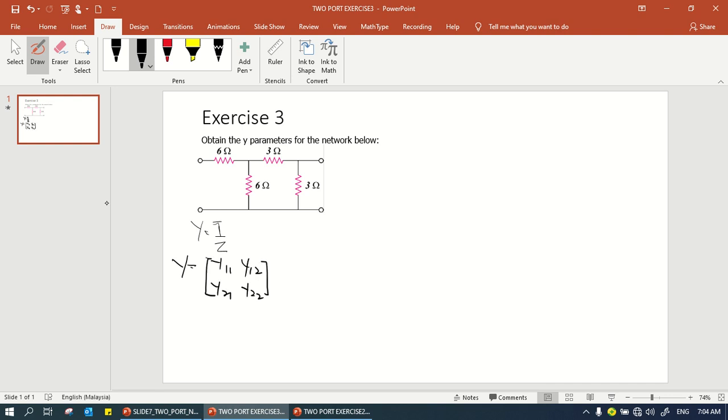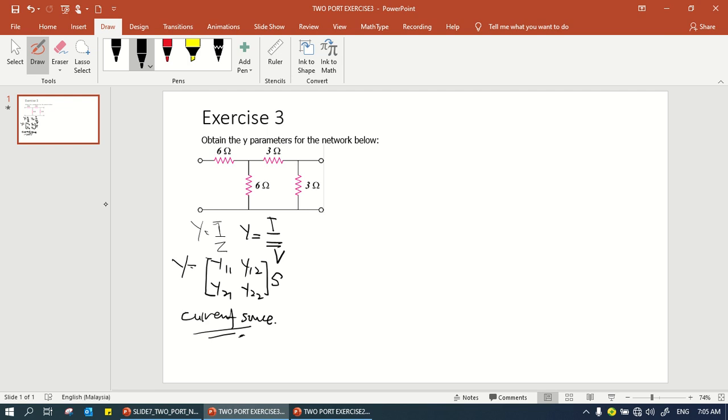Dia punya unit ialah Siemens. So, y ialah I over V. Okay? Kita balik dengan Z lah. Okay. So, selanjutnya kalau y parameters kan, kita sambung dia kepada current source. Okay? Sebenarnya nak sambung dia current source ke voltage source, awak kena tengok dia punya resistor ni. Okay? So, untuk yang ni kita akan sambung dia kepada current source lah.